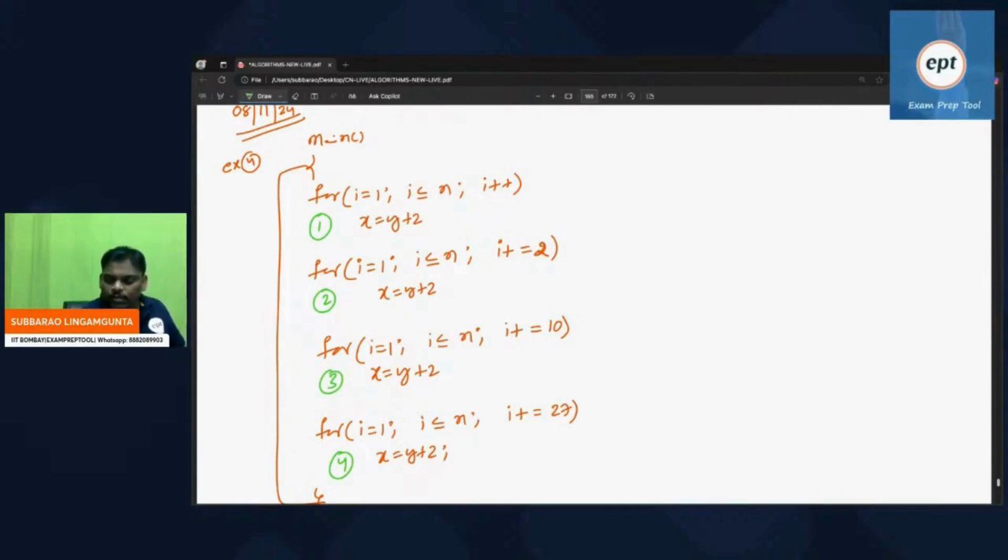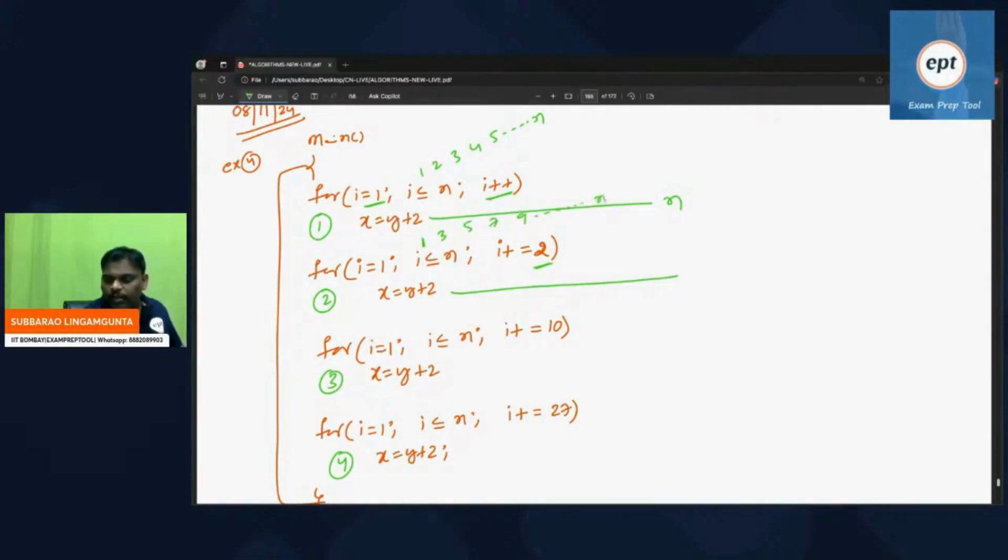First statement, see this one. It starts from 1. Every time you are incrementing by 1. What is the meaning? First it will become 1, next 2, next 3, next 4, next 5, and so on until n. So this will run n times. But if you observe the second statement, first 1, next 3, because every time it increments by 2, next 5, next 7, next 9, and so on until n.